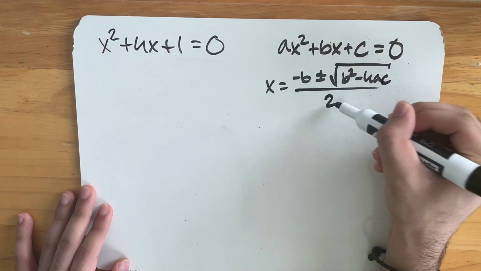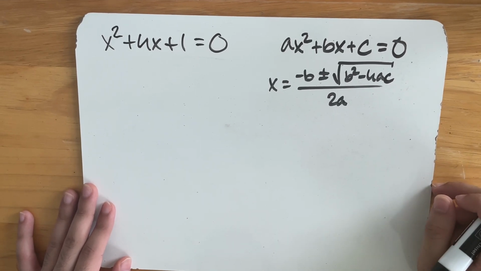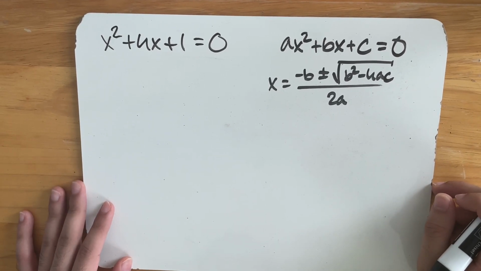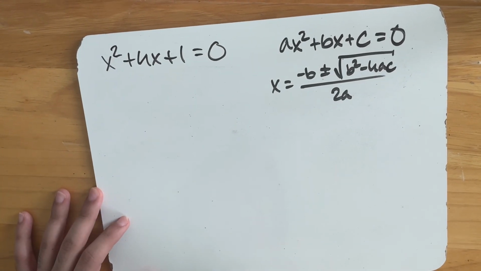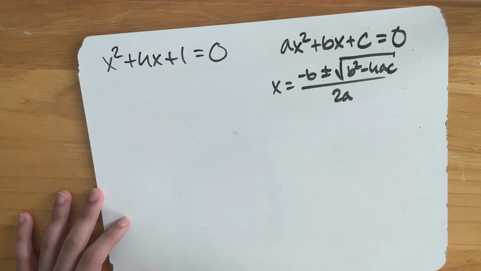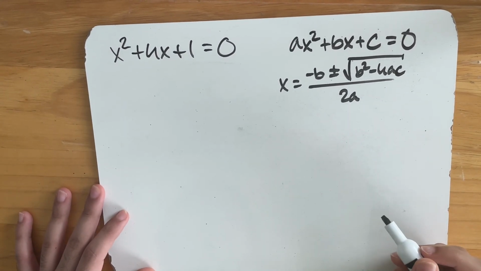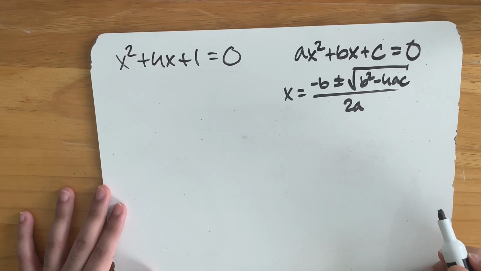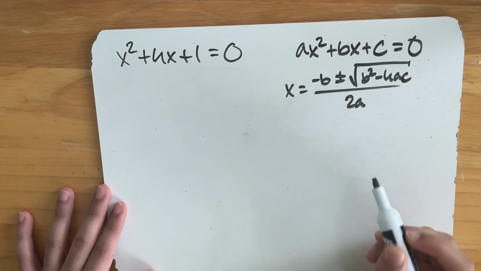and all over 2a, right? So the equation looks kind of long, but I think it's worth it for you to remember it because, I mean, it turns out that you'll use this equation a lot, especially when you don't want to complete the square, or if you have like a calculator readily available. So yeah, let's apply this formula onto our quadratic right here.